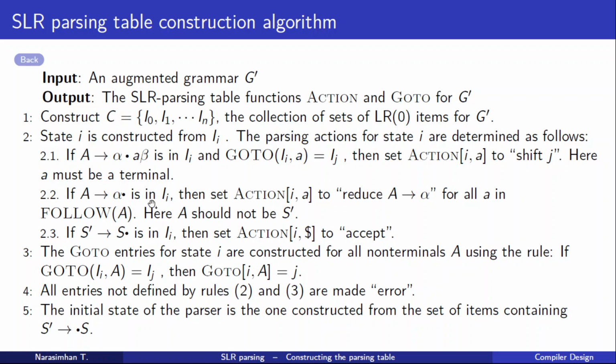For such items, you create the reduce entries in the parsing table. You first determine the follow set of the left hand side, that is, follow of A. For each terminal in follow of A, you create an entry. You write the entry as reduce A gives alpha. That means you reduce using the production A gives alpha. So if you have a reduce item in your item set, you determine follow of A, and for every terminal in follow of A, you create an entry reduce A gives alpha.